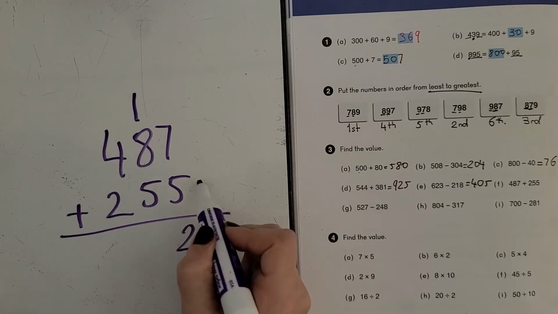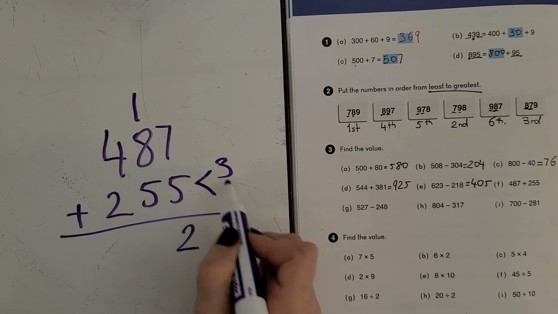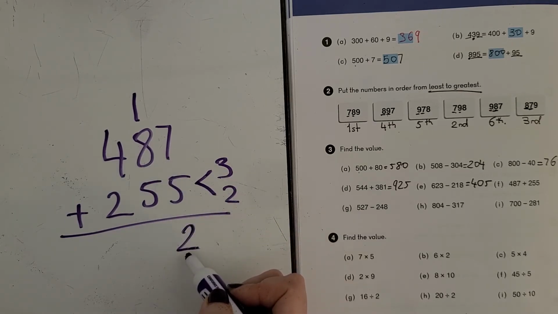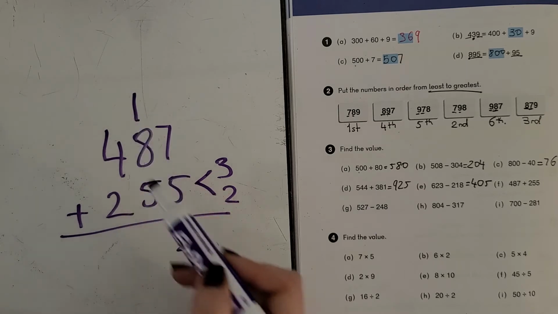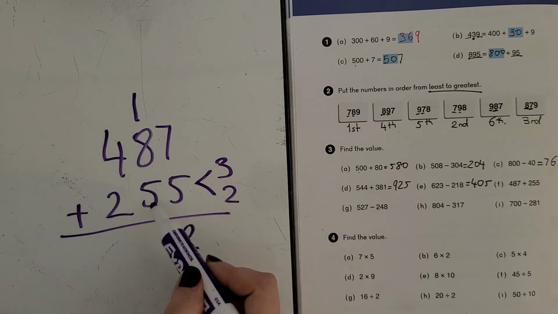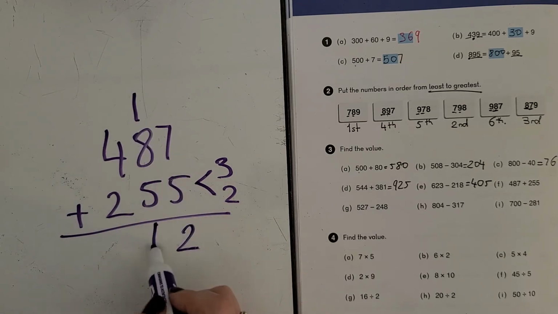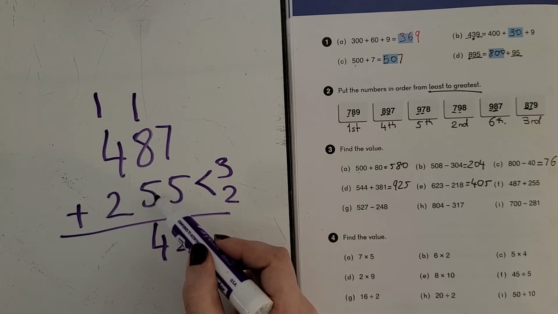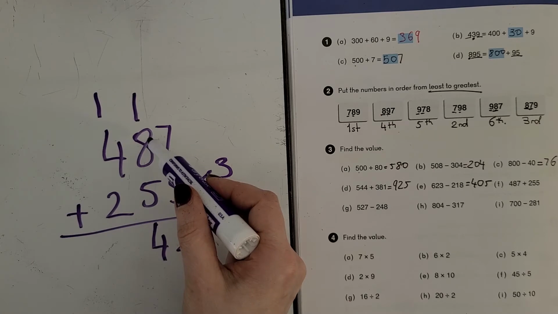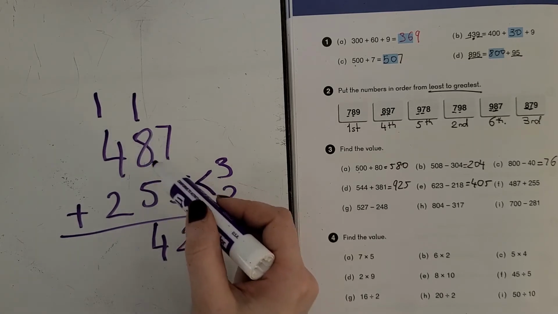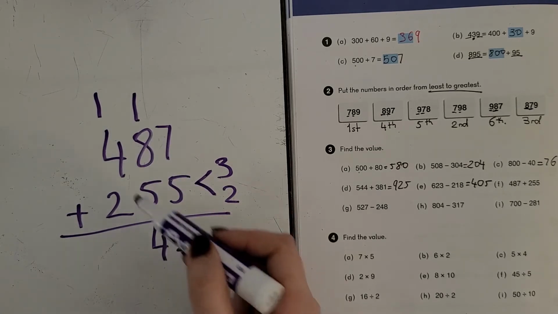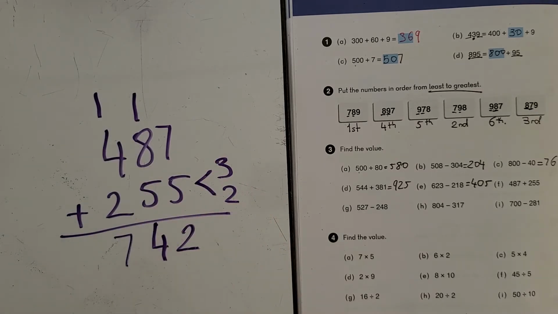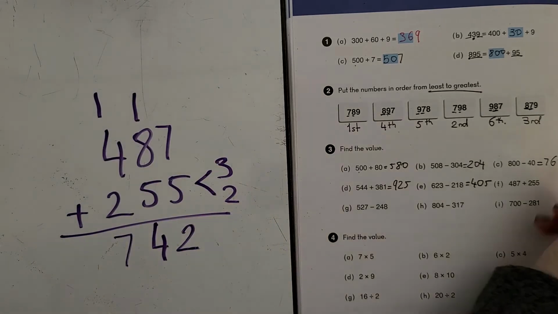The way I got to 12 is I said inside of the 5 there is a 3 and a 2. 7 plus 3 is 10, plus 2 is 12. 8 plus 1 is 9. 9 plus 5 is 14. I write the 4, carry over the 1. The way I did 9 plus 5, I gave 1 from the 5 to the 9 to make a 10. The 5 became a 4. 10 plus 4 was 14. 4 plus 2 is 6, plus 1 is 7. My answer is 742.